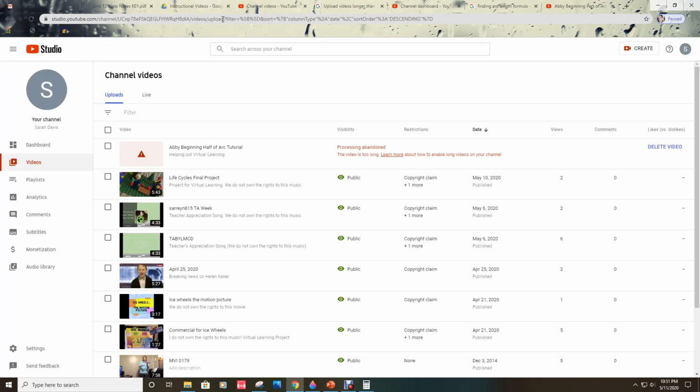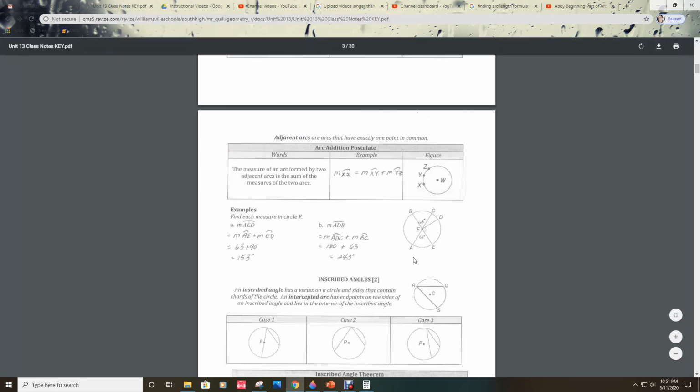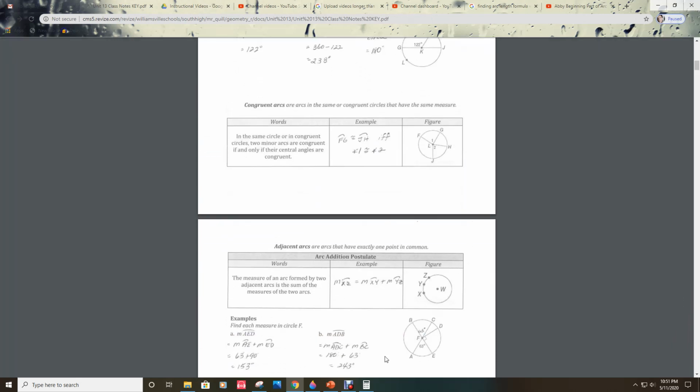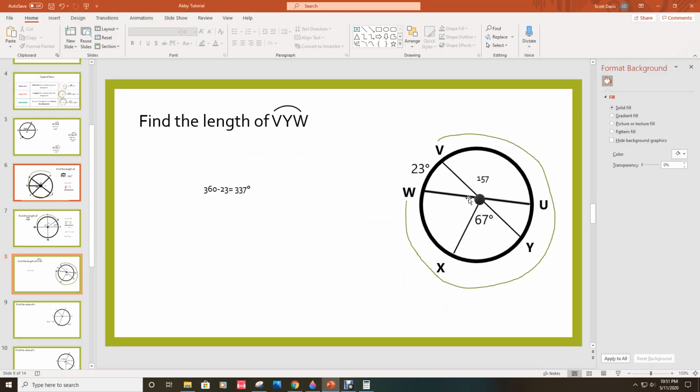Pause. Okay, so go back. Where's that cool thing that I found? Alright. That's where we were talking about the adjacent congruent arcs. Okay, so let's see here. Let's go back to this PowerPoint. So, right here we have 23 degrees. So let's see if we can pop this 23 degrees over here. Alright.